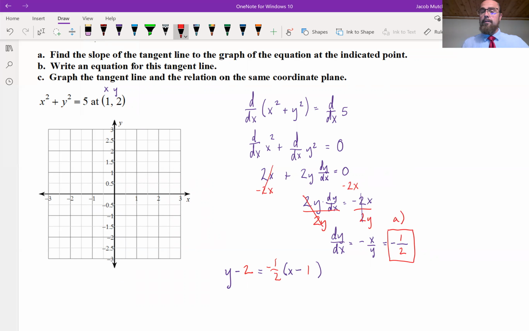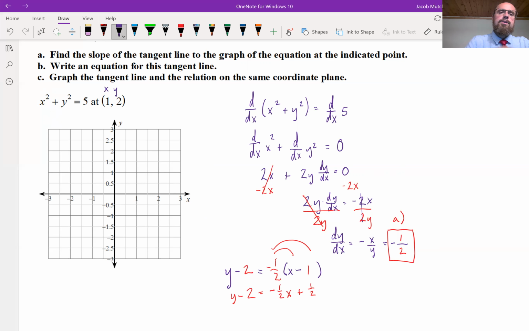So that's the line of the tangent line to the circle at (1, 2). I want to convert that so that it's in slope-intercept form. So I'll distribute the negative half, the slope, through the x minus 1 binomial. That'll give me y minus 2 equals negative 1/2 x plus 1/2.